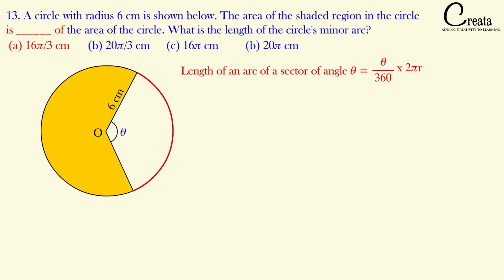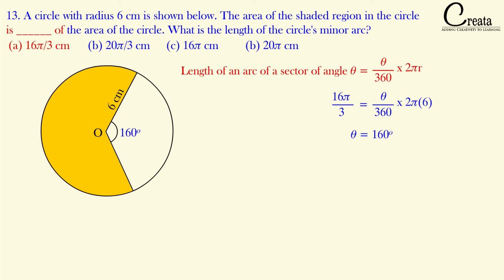Further, here theta upon 360 into 2 pi r is equal to 16 pi upon 3. Let's find the angle theta. Here radius is given as 6 centimeter. Let's put the radius as 6. Let's solve it. On solving, we got angle theta equal to 160 degree. This angle we got as 160 degree. Got it? Let's move further.